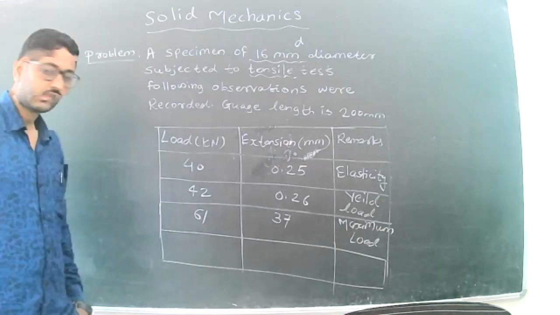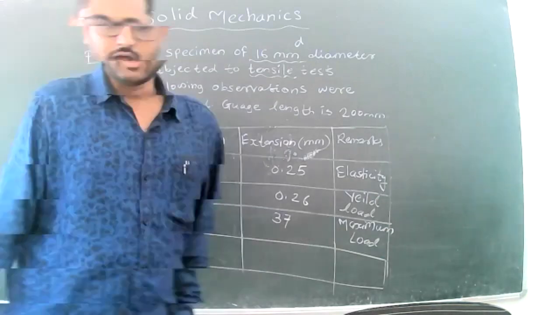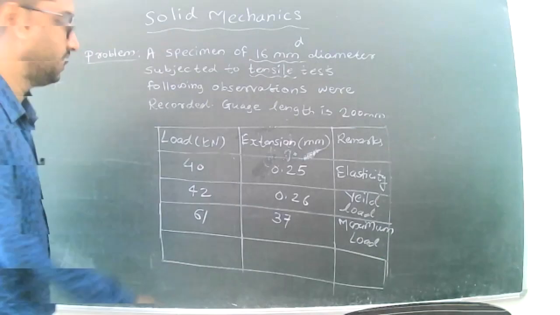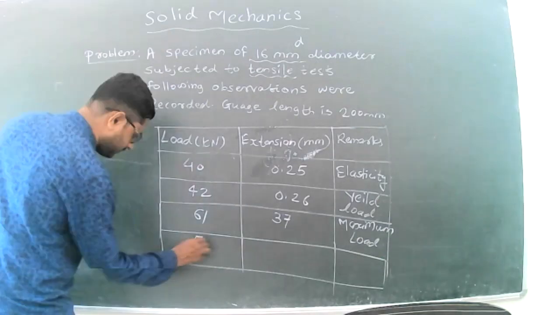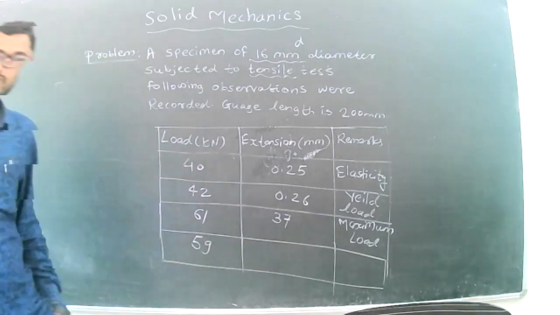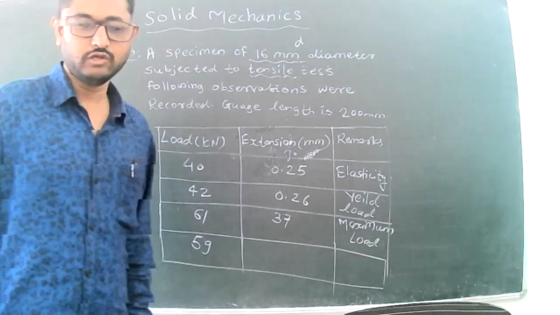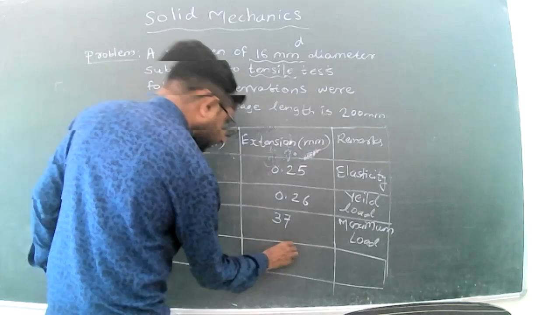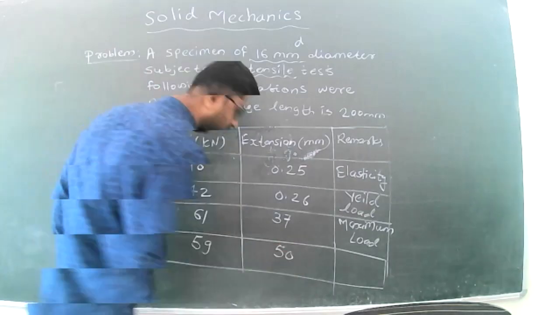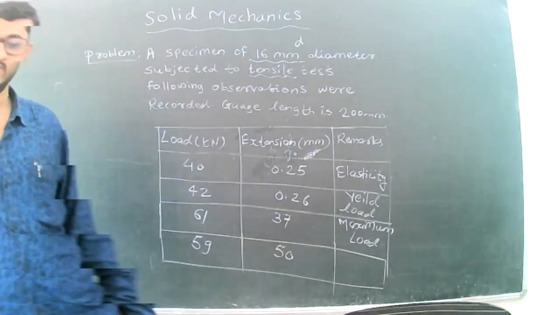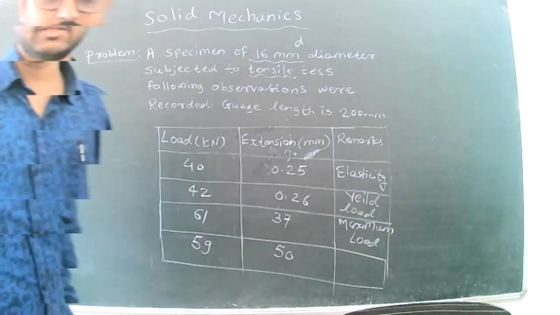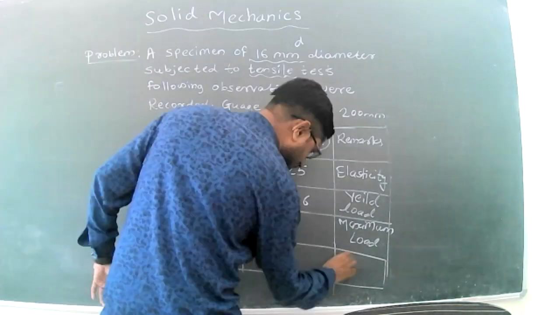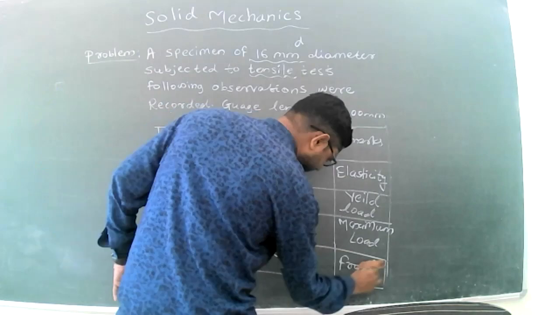Then the last one, fracture. Fracture occurs at a load of 59 kilonewton, and the extension, deformation, is 50 mm. These values are given for fracture.